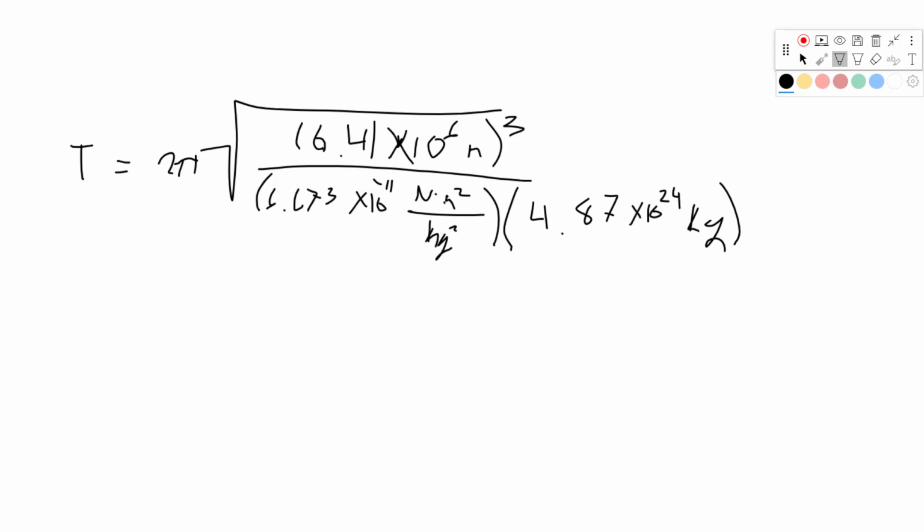Okay. And then when we run the math out on this, it's a long, complicated math run, but we should discover that it is 5.66 times 10 to the third seconds, because this is an orbital period.